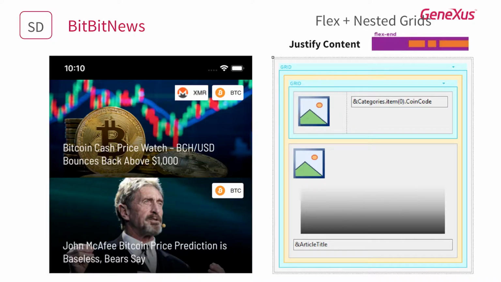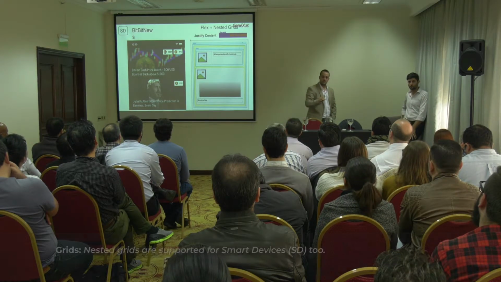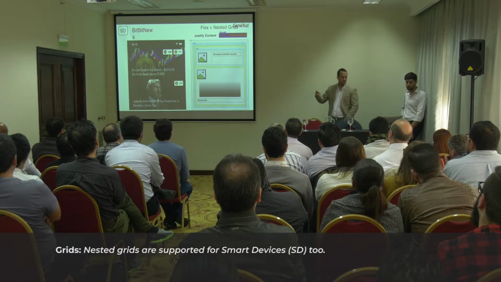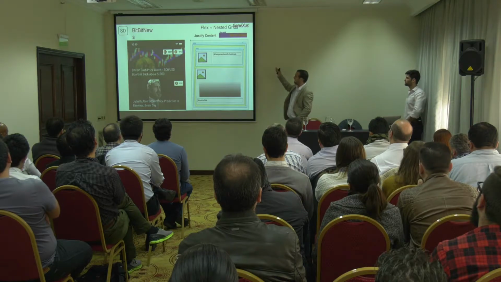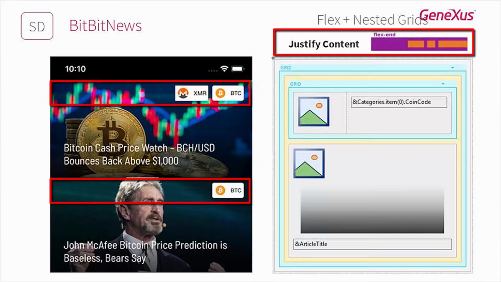So to give you one more element, we have in the wiki this example of the application Bit News. It's just an application for news, and we have a grid with the news about crypto bitcoins, and then the bitcoins associated to the news. A priori, we don't know the quantity or the size, so we say that with justified content, these bitcoins will group from left to right in the upper part of the news.